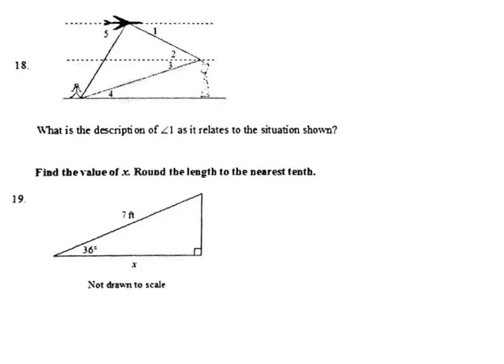All right, for problem number 18, this picture didn't come out very well, but what I'm going to do is just have you say that this thing right here is a tower. We're just going to call it a tower. That's all we're going to call it. So what is the description of angle 1 as it relates to this situation? Well, angle 1 is right here, and I see that it's an angle below this horizontal line, which tells me it is an angle of depression.